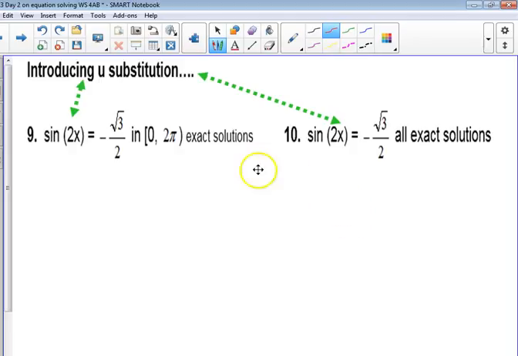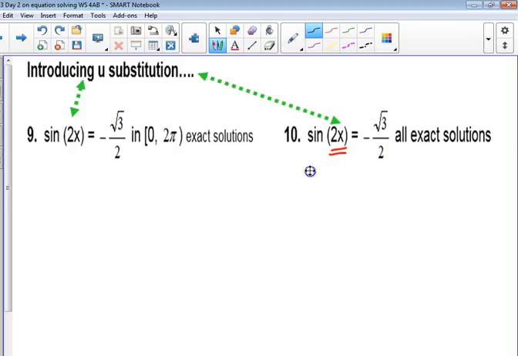In the past, when we did this, 0 to 2 pi was the easier ones, right? Today, on these kind, we're going to call U substitution because of this in here. It's actually easier to find all exact solutions most of the time. All, not just the ones between 0 and 2 pi, because you don't have to do the last step. All right, here you go.